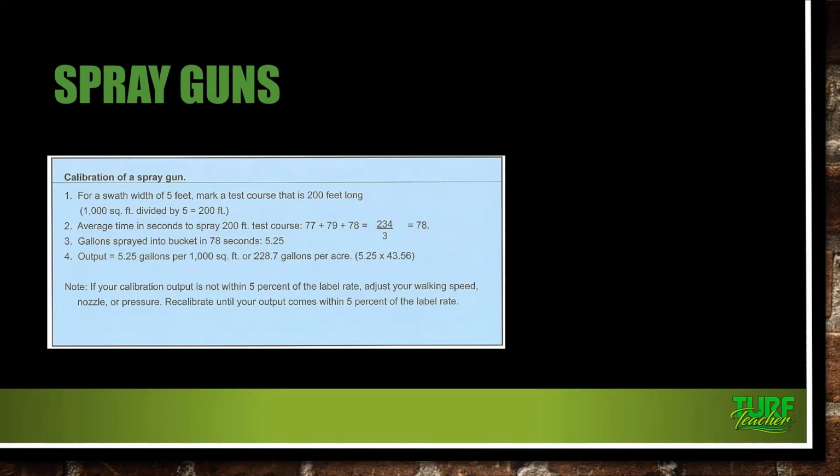Gallons sprayed into the bucket in 78 seconds is 5.25. The output is 5.25 gallons per 1,000 square feet, or 228 gallons per acre.